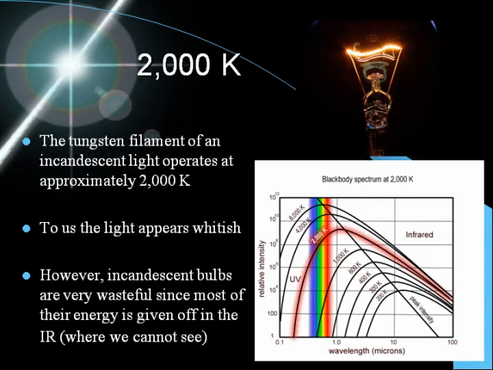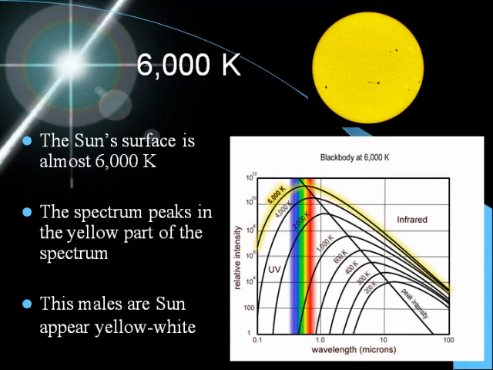At 2,000 degrees Kelvin, like the incandescent bulb, although the light appears to be whitish to us, look at that picture of that filament. There's definitely sort of an orangish yellow tint to it. And that is due to the curve that you see in the graph below. At 6,000 degrees Kelvin, similar to the sun, it peaks somewhere in the yellow. But if you really look at the sun, it's hard to see that much yellow in there. It really looks very white when we look at it.